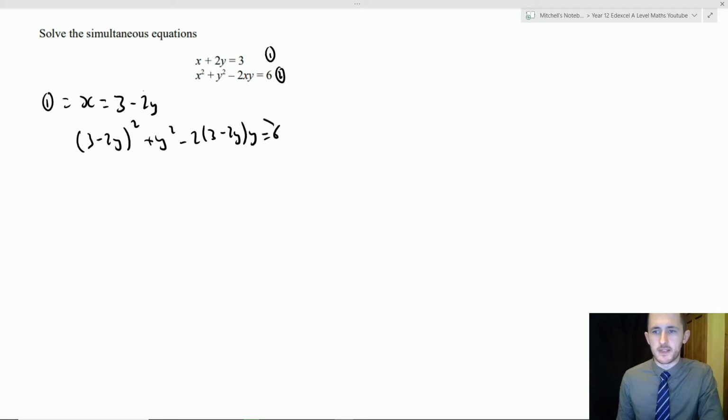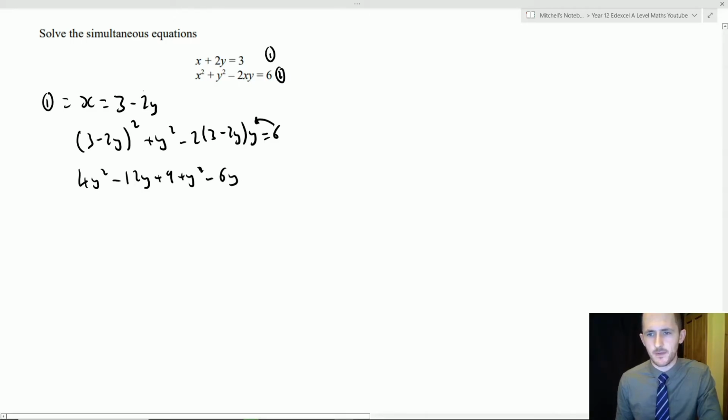So again, I'm going to move the 6 to the other side and now expand the brackets as well. So minus 2y times minus 2y gives me 4y squared. 3 times minus 2y is minus 6y. Minus 6y again would give me minus 12y. And then plus 9 plus y squared. Minus 2 times 3 is minus 6. Then add the y. That should be a squared, by the way. Yeah. Minus 2 times minus 2 is plus 4, y times y is plus 4y squared.